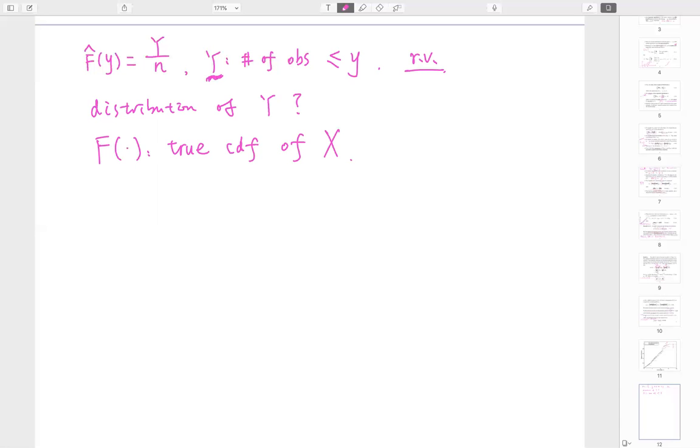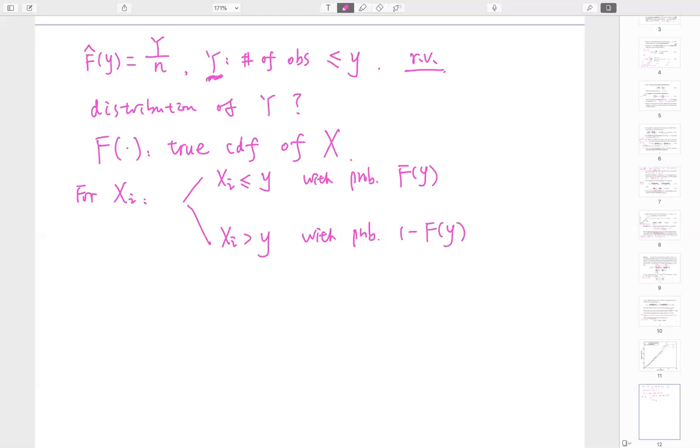Right? This is a true CDF. Given any random sample xi, there are only two possibilities, right? It's either less than or equal to y or greater than y. And what is the probability? This means with probability Fy, and here with probability 1 minus Fy. That is very straightforward. That is exactly the definition of CDF.